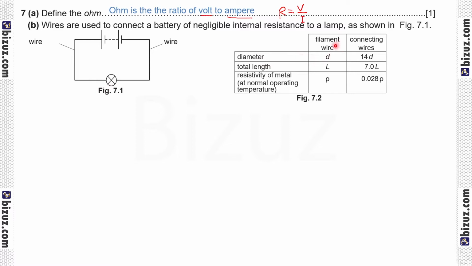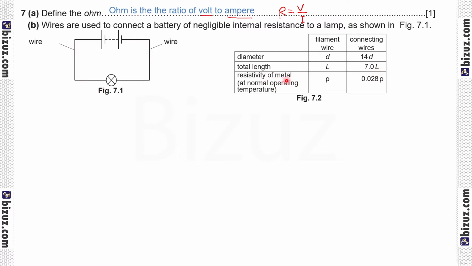Diameter of filament wire: here filament wire diameter is D and the connecting wires' diameter is 14D. Total length of filament wire is capital L and the connecting wires' total length is equal to 7.0 L.